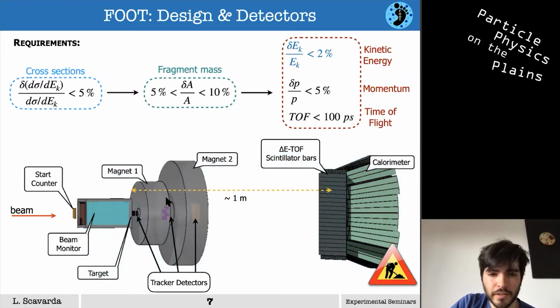One thing that I want to underline is that the dimension of this experiment is not very big. This experiment is small, as you can see. For example, the distance from the target to the calorimeter is about 1 meter. So the idea of this experiment is to be a tabletop experiment. Indeed, the idea is to move the experiment to different facilities, for example, at GSI in Germany or at CNAO in Pavia. I will speak more about CNAO later. And take data in different facilities with different beams.